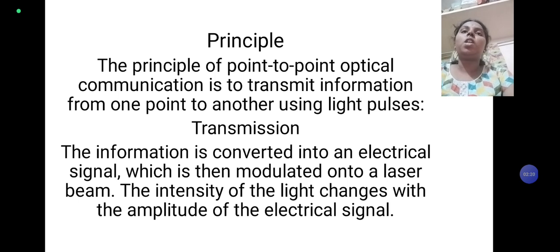A short description of it: it consists of a bundle of transmitting fibers which are coupled to a laser source and a bundle of receiving fibers which are coupled to a detector. So this is what it says, and now we shall know about its transmission in a simple way. The information is converted into an electrical signal which is then modulated onto a laser beam. The intensity of the light changes with the amplitude of the electric signal.